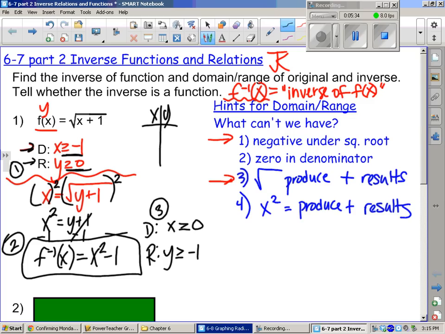Oh, there's a fourth thing. Tell whether the inverse is a function. The only time we're going to have something that is not a function is if there's plus or minus. So this is a function. So item number 4, it is a function. Don't forget the fun. That's right.